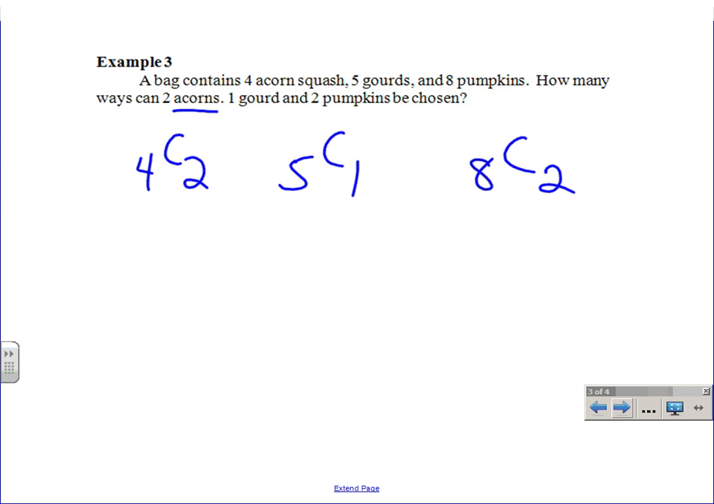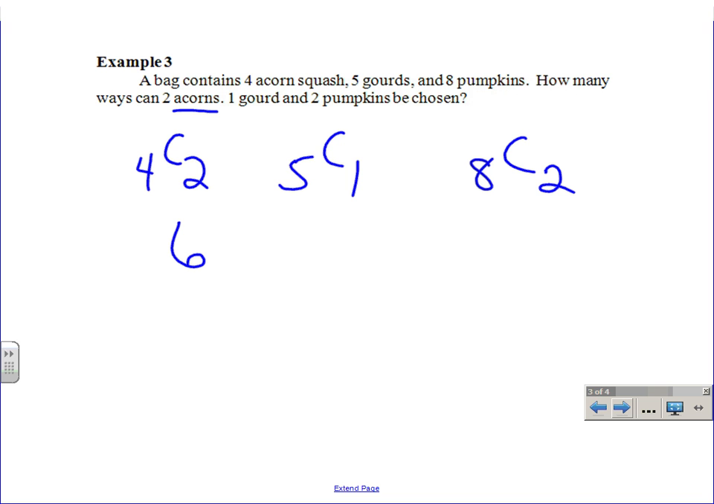So 4 choose 2. So we're saying there's 4 things there. I can pick these 2, or I can pick those 2, or I can pick those 2. How many ways can you do that? And maybe think in your head, how many ways could I do that? If I had 4, I could pick these 2, or those 2, or those 2. So how many ways can you do it? If you actually look at something in your mind, it actually does come out to be 6.